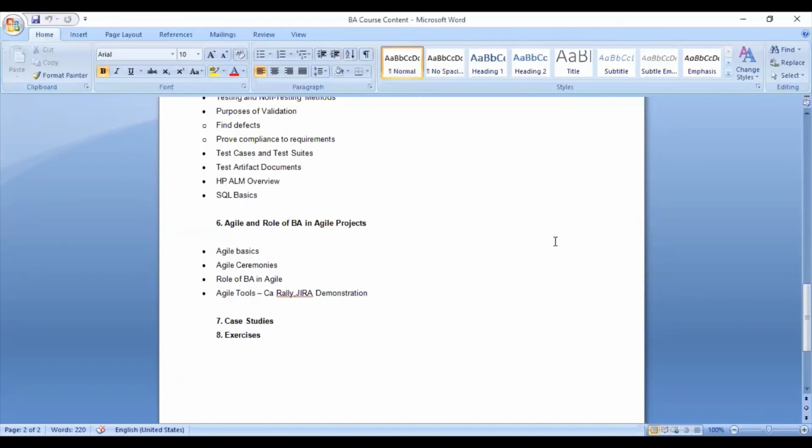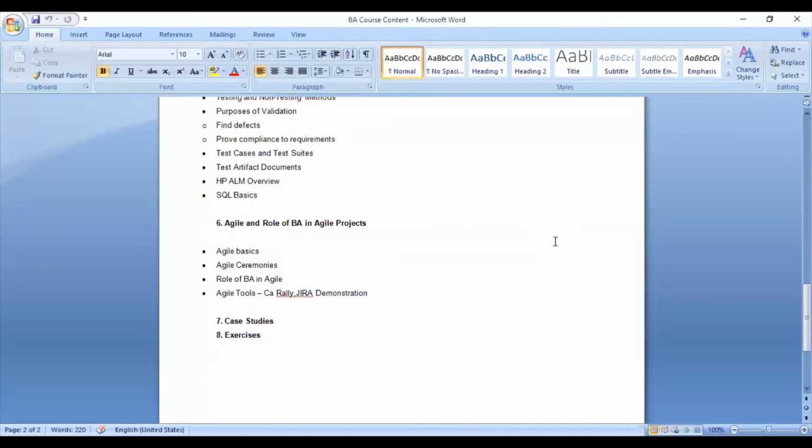We will be discussing Agile basics, the different Agile ceremonies, Scrum ceremonies in particular, and the role of a BA in this Agile methodology, how different it is from a product owner, and what the different types of tools are. Here we will be learning about the most important tools which many organizations are using currently. One is CA Rally, which is a licensed tool, and the second one is Jira. It is good to have knowledge of these tools.